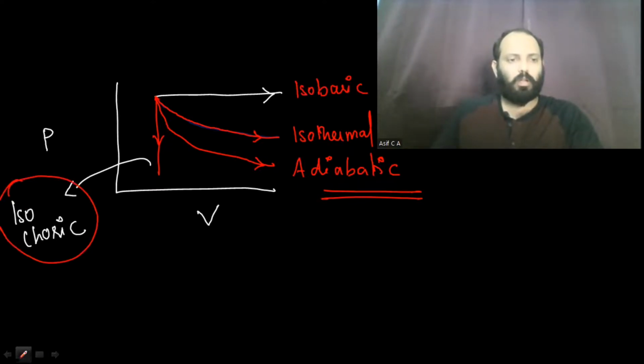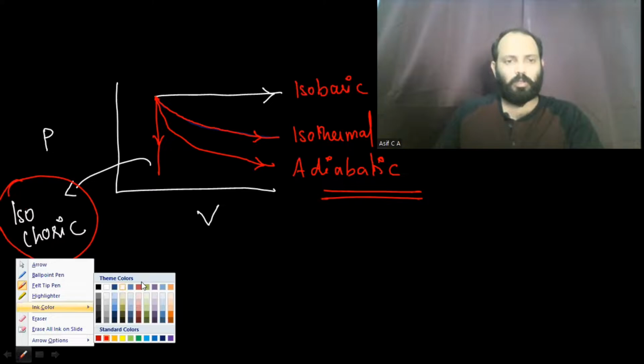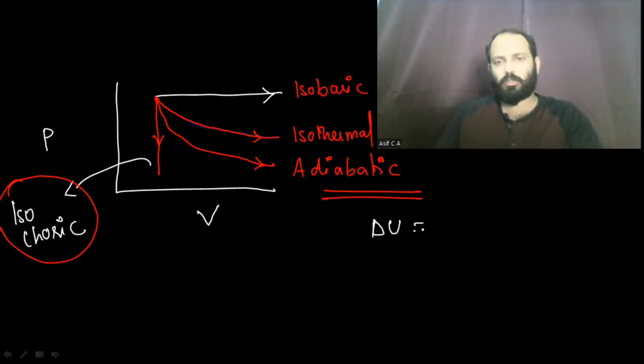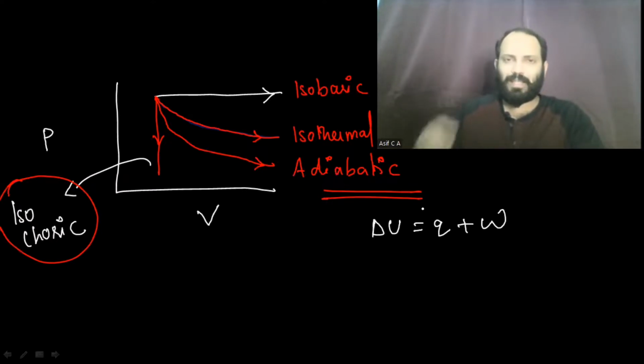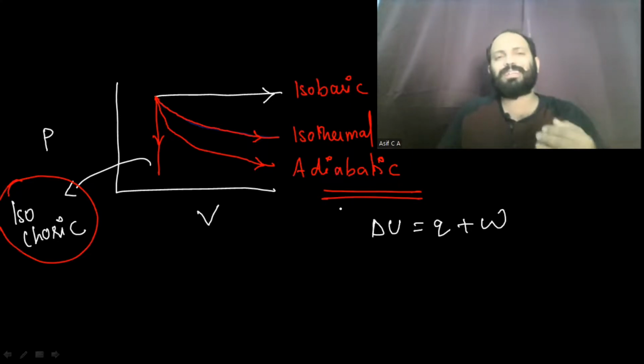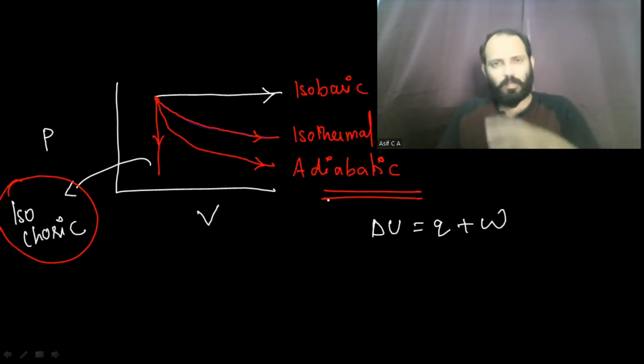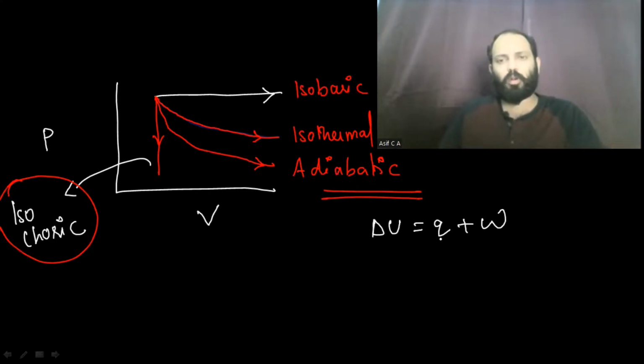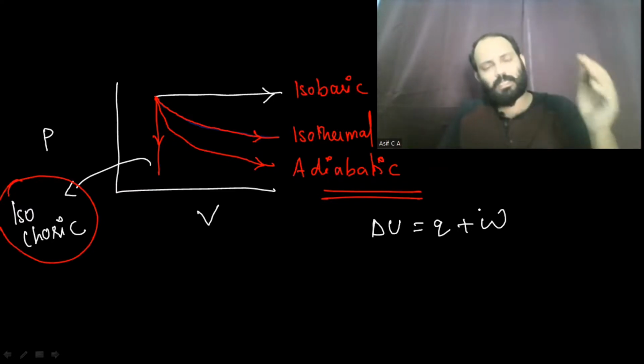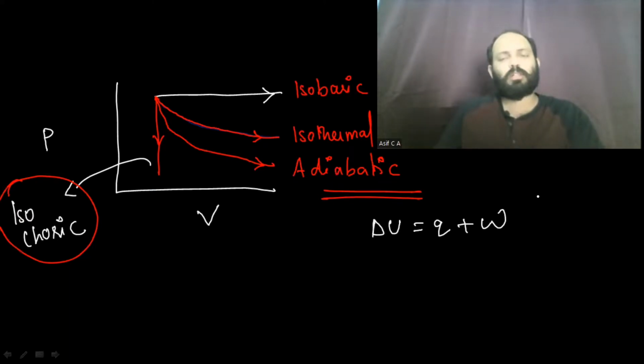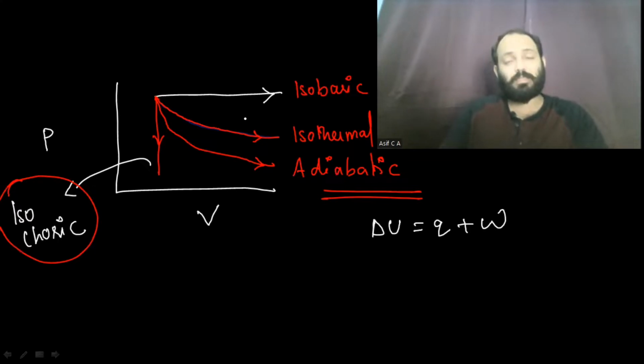Now if we talk about the first law equation, delta U is equal to Q plus W. Q is positive or negative? When heat is given to the system, Q will be positive. When heat is given by the system to the surroundings, Q will be negative. When work is done on the system, work done will be positive. Work done by the system is negative.